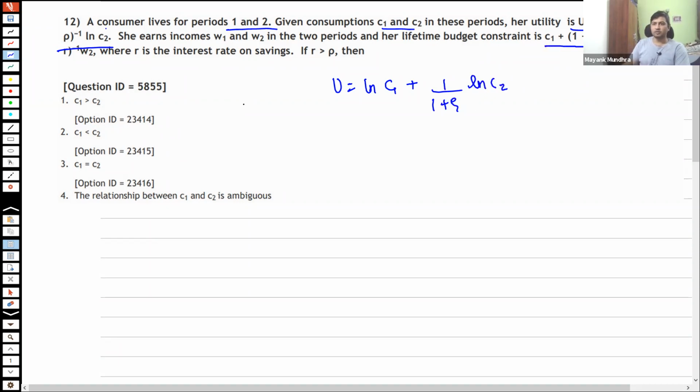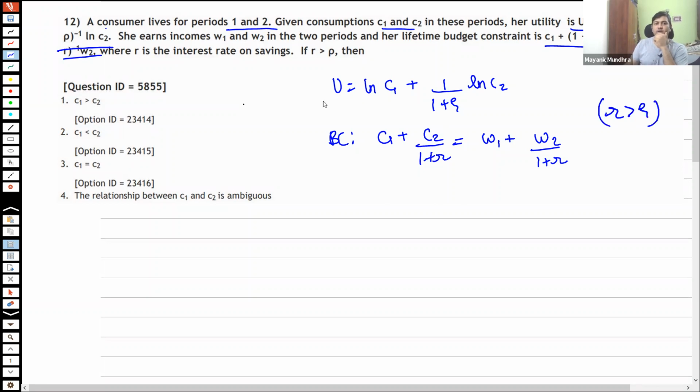They have already given you the intertemporal budget constraint. The budget constraint is basically C1 plus C2 upon 1 plus R equals wage in period 1 plus wage in period 2 upon 1 plus R. Right? And further, it's given that R is greater than 0. So he's asking for a relationship between C1 and C2. What you need to do is just optimize the utility function. That's all you need to do. So find C1 and C2 which maximize the utility function, and tell me what C1 and C2 are going to be.